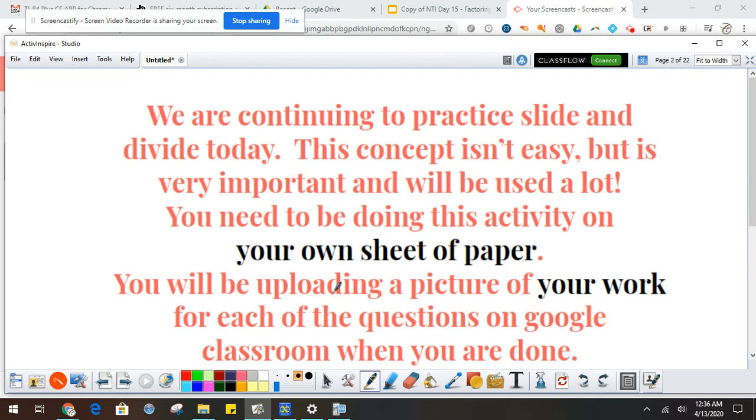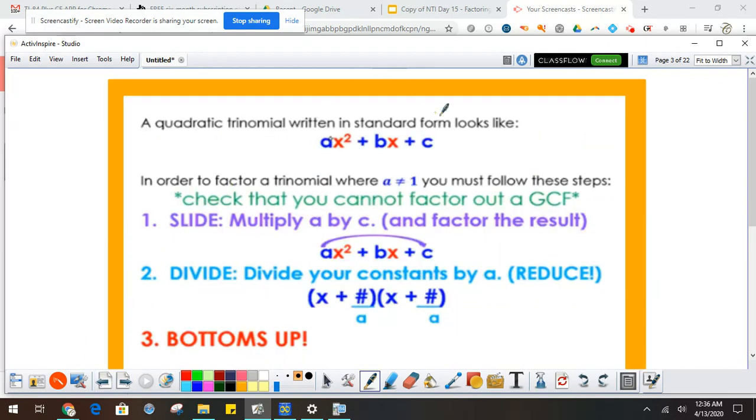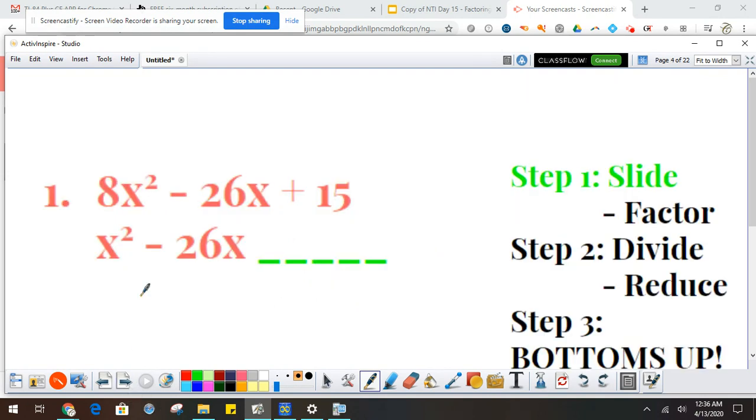When you are finished, you will upload a picture of your work for each of the questions. There will be 5, 2 that I'll show you and 3 that you do yourself. If you did not copy these notes from Thursday's video, Friday's work, please write those down now. Again, pause the video and get that down. You'll be using it.